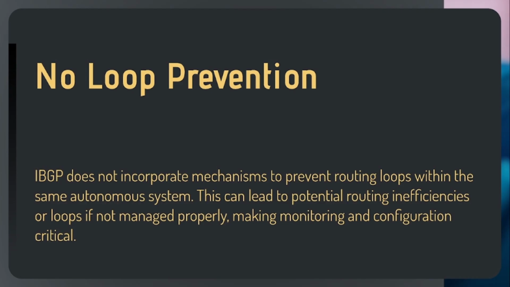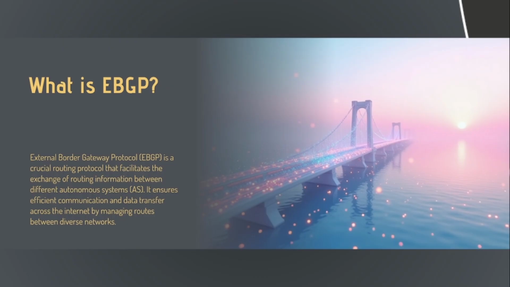Like in EBGP, we see that the AS path attribute is there. If you're sending one update from one AS to the other AS, then you calculate the AS path. If I receive a routing update from the same AS, like the source AS, that will be discarded. The same mechanism is not there in IBGP, but definitely there are methods for loop prevention in IBGP, but they are not that smart.